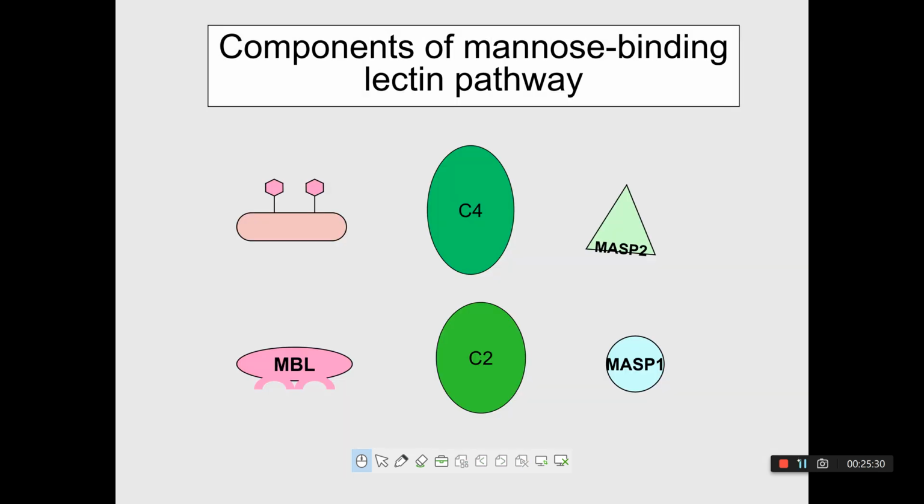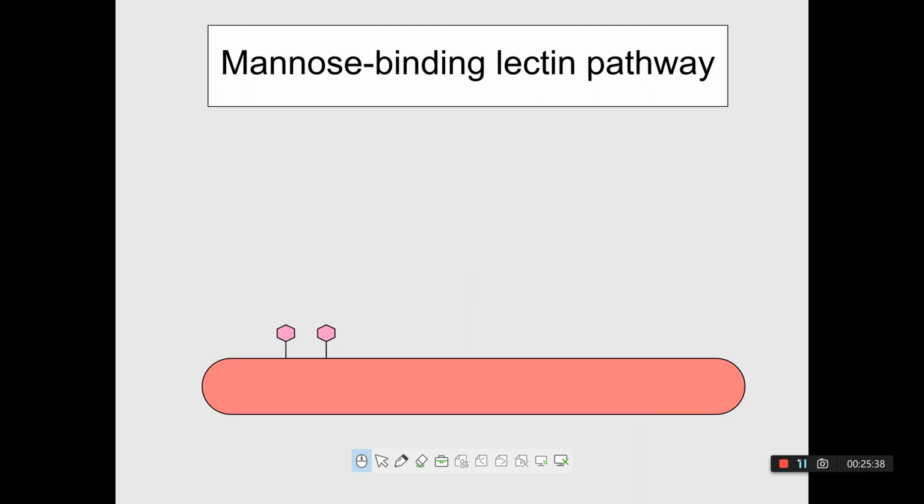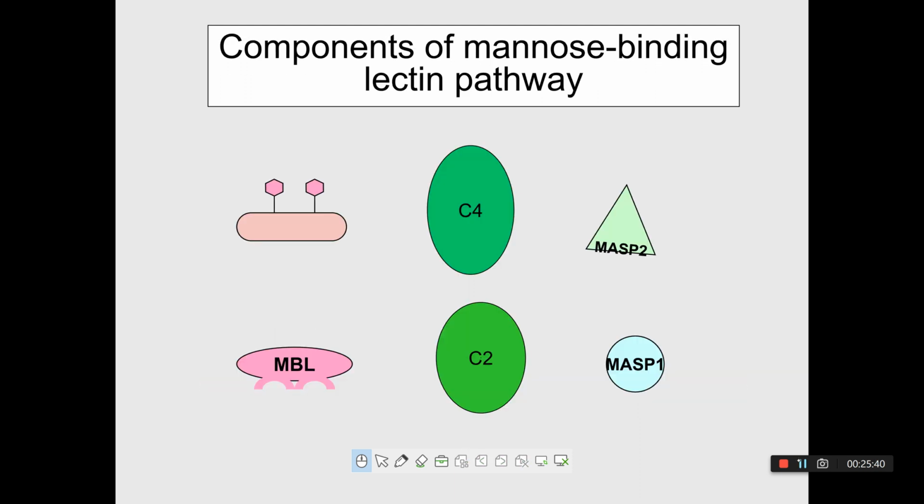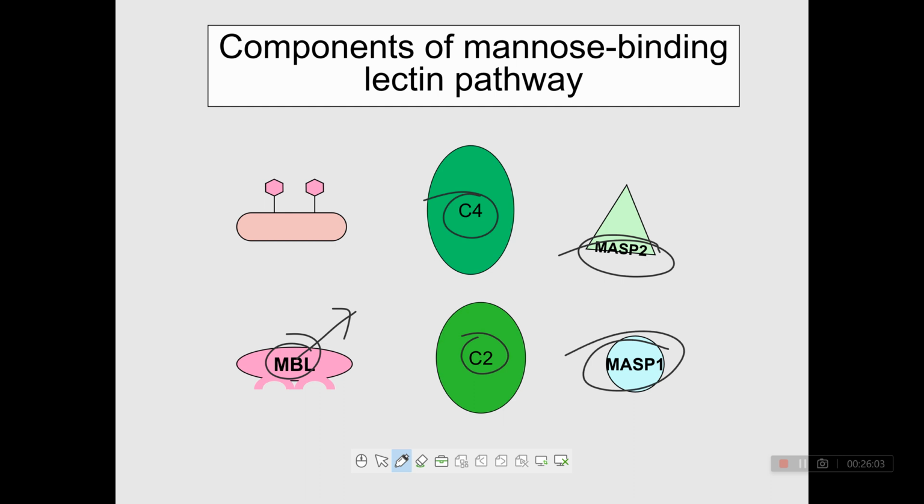Clear? Now, components of the mannose binding lectin pathway. What happens in this pathway? In this pathway, the component is mannose binding lectin itself, which is present on bacteria. So in this pathway there is mannose binding lectin, C2 as in classical, C4 as in classical, and MASP2 and MASP1. These are the components of the mannose binding lectin pathway.